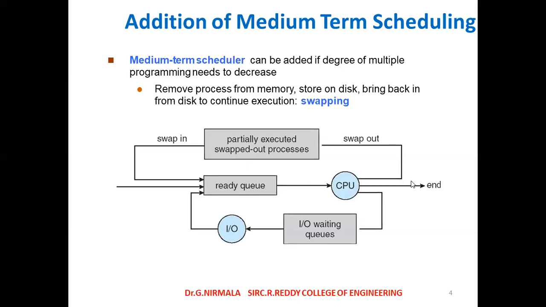Totally you have three types of schedulers. First one is the long-term scheduler, second one is the short-term scheduler, third one is the medium-term scheduler. When compared to these three types of schedulers, your long-term scheduler is slow compared to the short-term and medium-term. The short-term scheduler will be the fastest one, which will pick up the process and assign it to the CPU, and which process is next to be executed is also decided by the scheduling. This is regarding the medium-term scheduler.